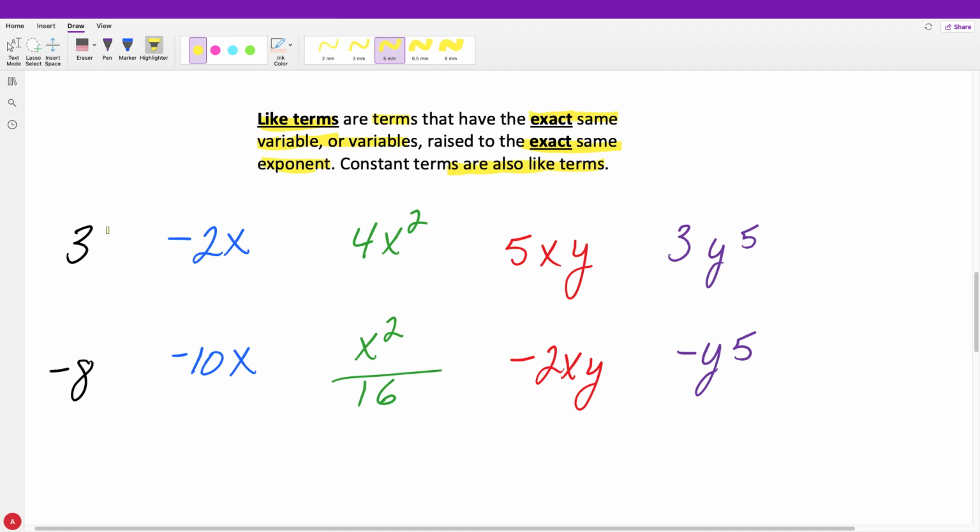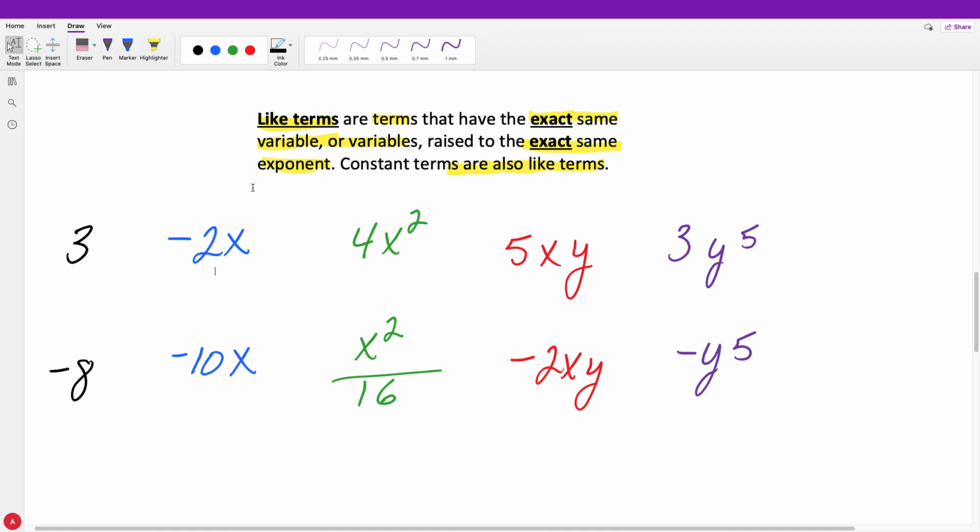So if we look here, 3 is a constant. And all these others in our first row have a variable being multiplied to that number. So even though we see a -2 here, the 3 and -2 are not like terms because this 3 is just a constant, and this -2 is the coefficient being multiplied to the x. So you see we have a variable here, this x, that we don't have with this 3. So they're not like terms.